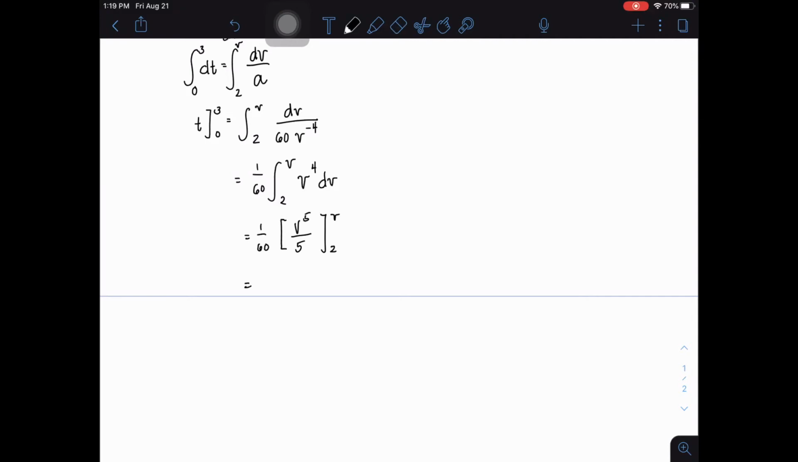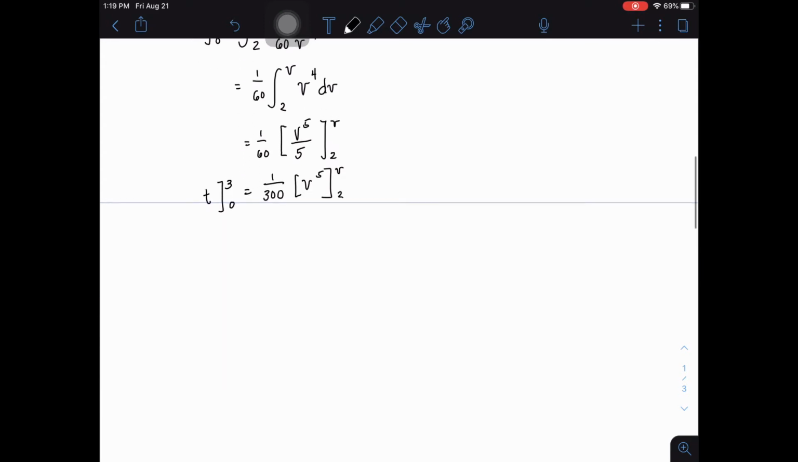So we can actually multiply 60 and 5. We will have 1 over 60 times 5, which will be 300. Alright. And then v raised to the 5th power, apply the limits. Let me just write my equation here. Okay, good. Next, we apply the limits.